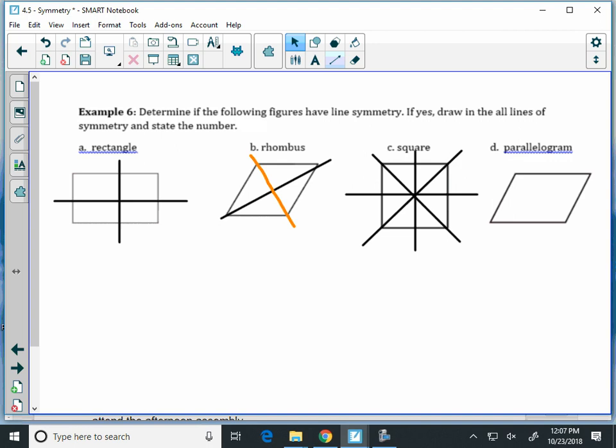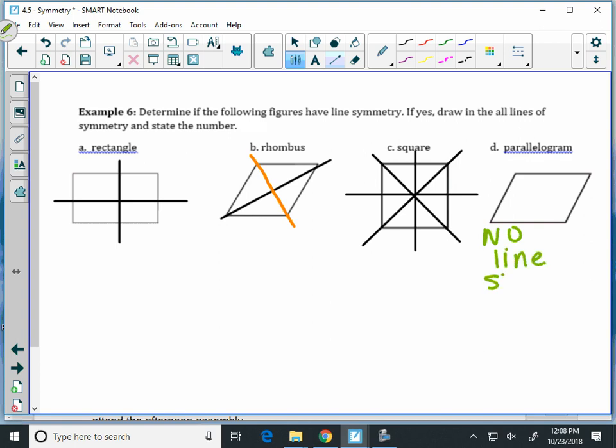Did anyone find a line of symmetry for a parallelogram? No. Because parallelograms don't have line symmetry. You cannot fold a parallelogram any way for it to map up. A regular old parallelogram will never, ever have line symmetry. Because yes, the opposite sides are the same, but the angles aren't. So that's why they never map up.